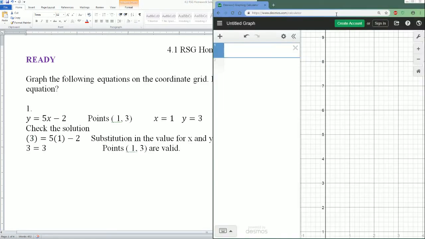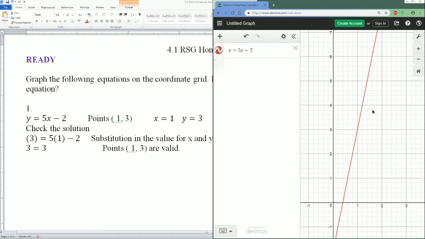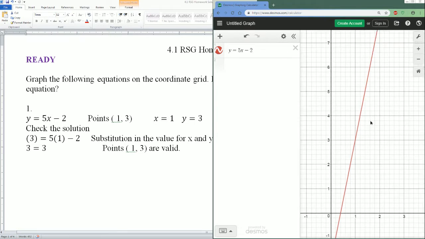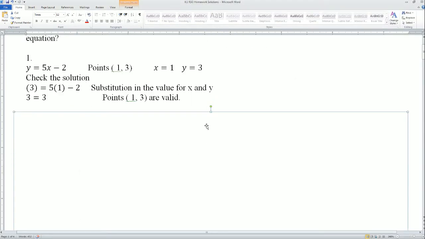Alright, let's see how it works in Desmos. Here we're just going to graph it. y equals 5x minus 2. Okay, do you see how it's already graphed? Alright, let's see if the point 1, 3 works. So 1, 3, that is valid because it's on the line. Good? Let's do the next one.